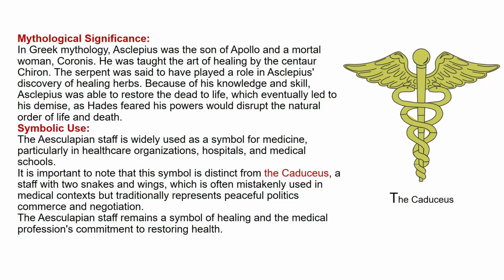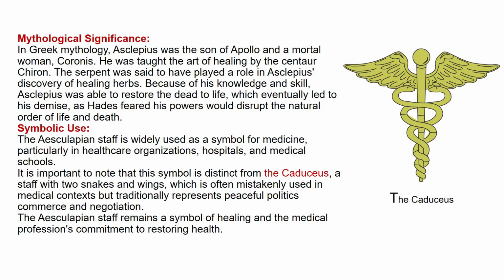In Greek mythology, Asclepius was the son of Apollo and a mortal woman named Coronis. He was taught the art of healing by the centaur Chiron, who was half horse and half human being. The serpent was said to have played a role in Asclepius' discovery of healing herbs. Because of his knowledge and skill, Asclepius was able to restore the dead to life, which eventually led to his demise, as Hades feared his powers would disrupt the natural order of life and death.